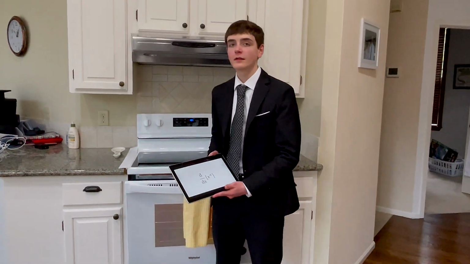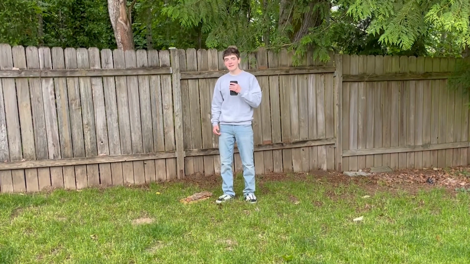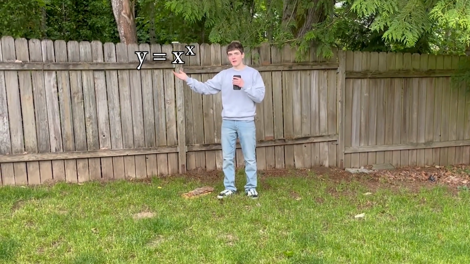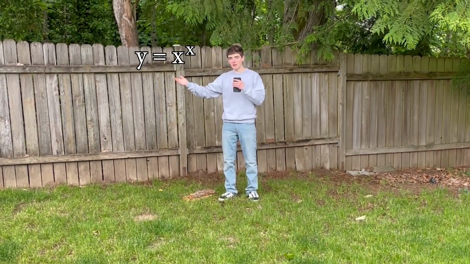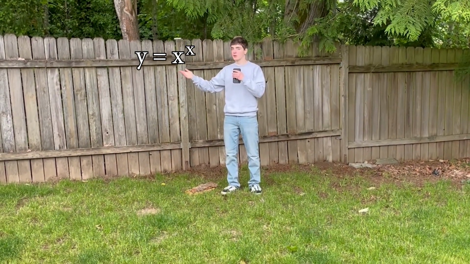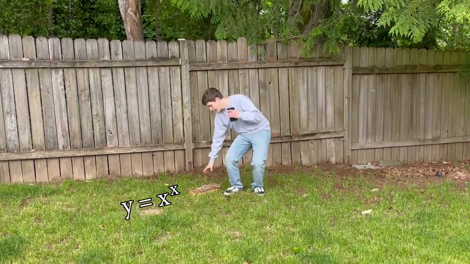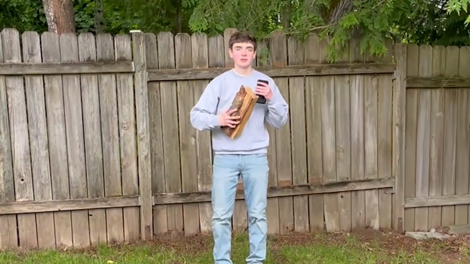But what if you need to take the derivative of an exponential function? Say we need to take the derivative of this function. Now you might be tempted to use the power rule here, but take a closer look at the exponent. When the exponent is a function and not a constant, you can't use the power rule. So instead, we have to use logarithmic differentiation.